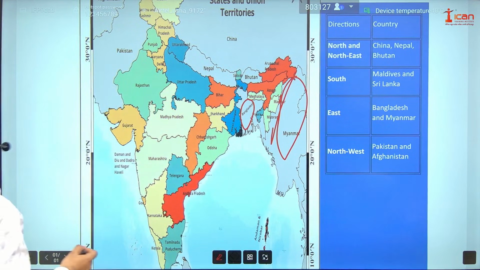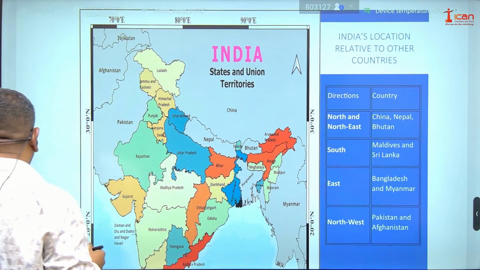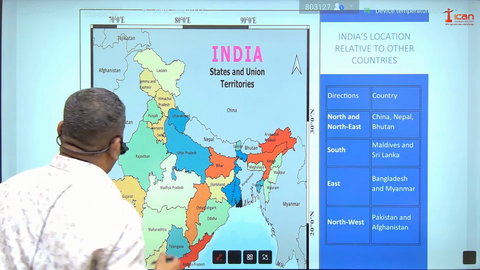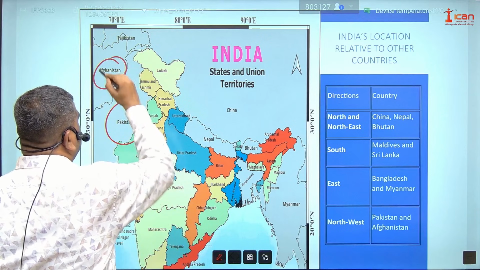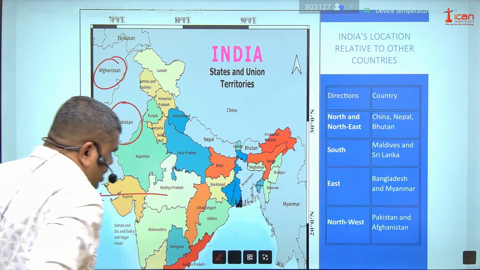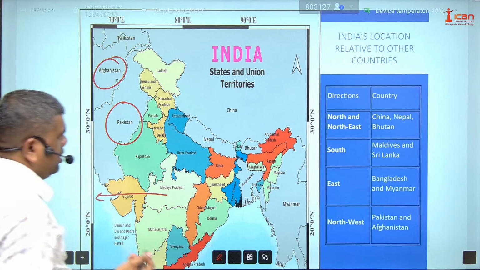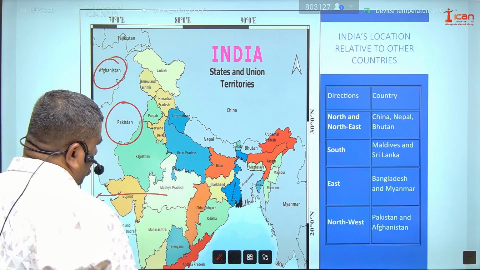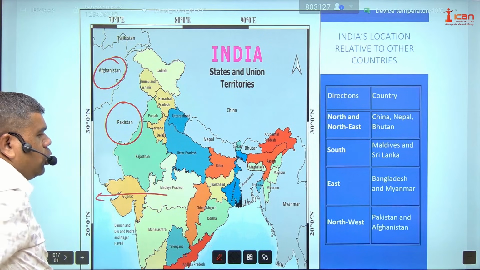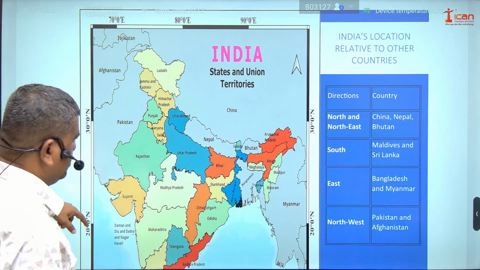Then the northwest. Northwest, we have two countries again, right? We have Pakistan and Afghanistan. These are to the northwest. Look at the exact west, we have the Arabian Sea. So northwest, south without any borders, east and north we have land borders, we have big land borders. But apart from that, if you look at exact west or south, there are no countries. We do not have any land borders because of the sea or the water bodies.